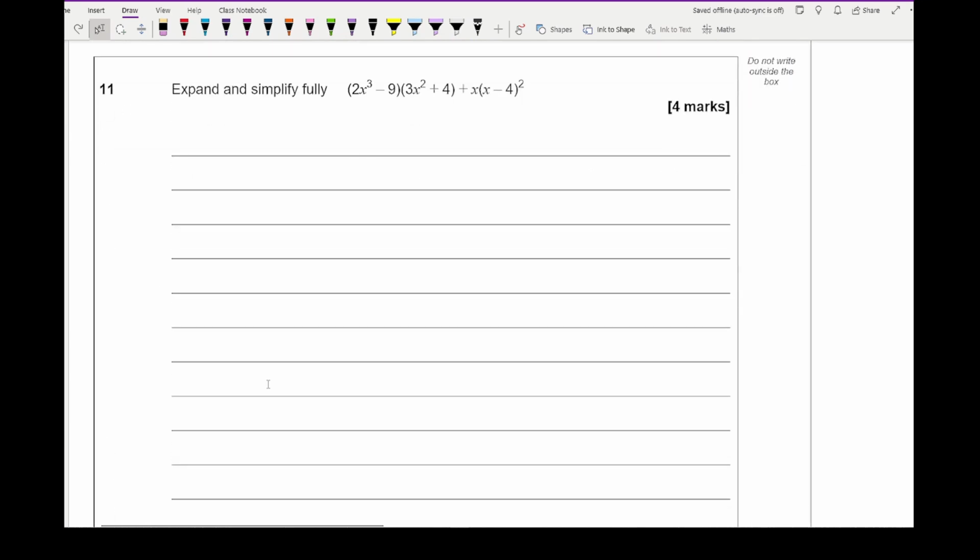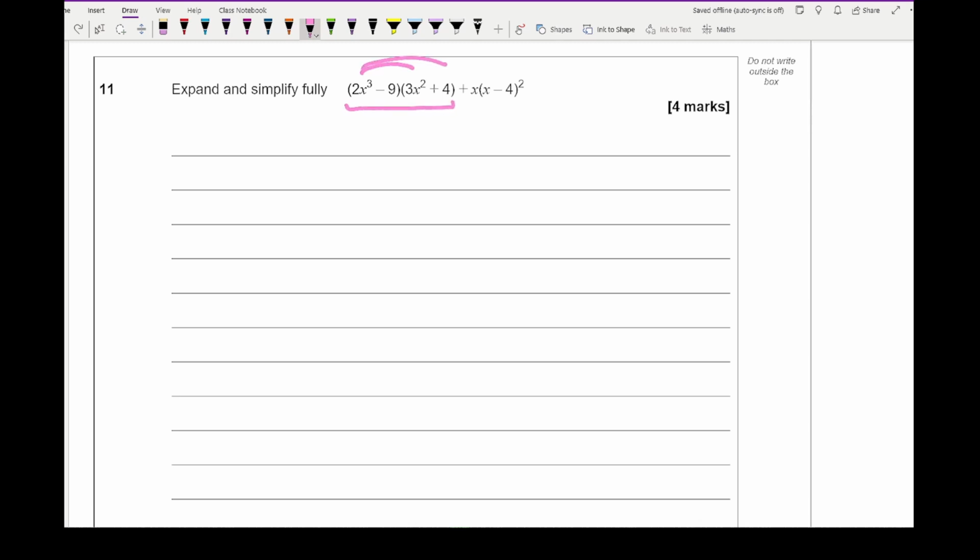Moving on to question 11, it says expand and simplify fully (2x cubed minus 9) multiplied by (3x squared plus 4) plus x lots of (x minus 4) squared. So for this, there's a fair amount of things that we actually need to do, and we probably need to do this separately. So let's have a look at, first of all, simplifying these two.